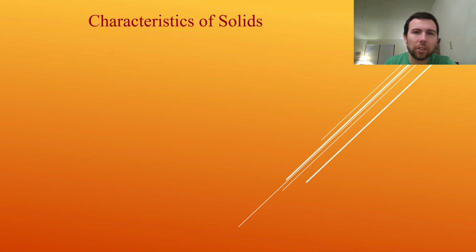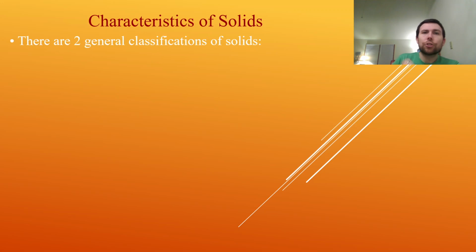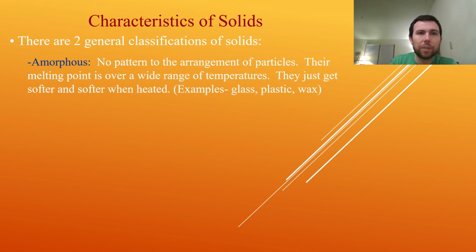All right, let's take a look at characteristics of solids and gases, and then we'll be done with this particular video. So with solids, there are two general classifications for solids. There are going to be amorphous solids, which, from the word amorphous, means it's going to have no form. So no pattern to the arrangement of the particles within the solid.